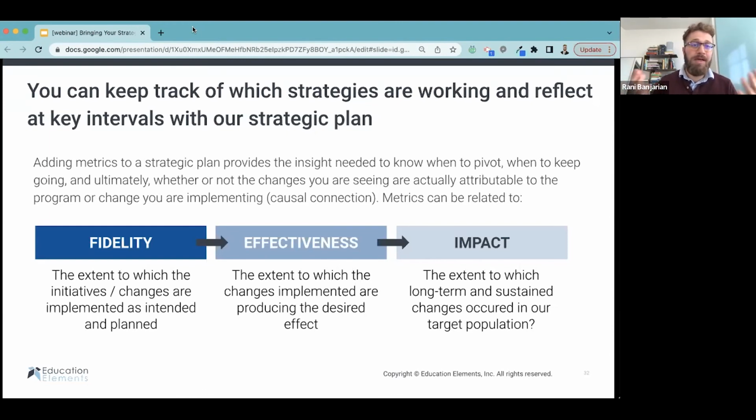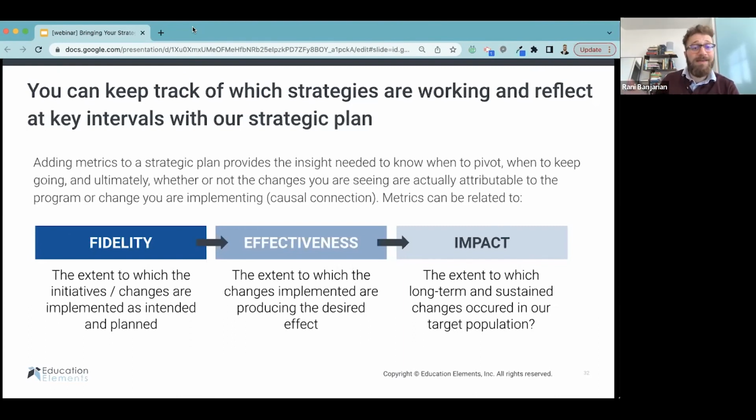That could be a measure of effectiveness. Are we using the flow chart at our board meetings? And finally, this idea of impact, thinking long-term over the course of 5 years, the extent to which long-term and sustained changes occurred in the target population or based on the specific initiative.